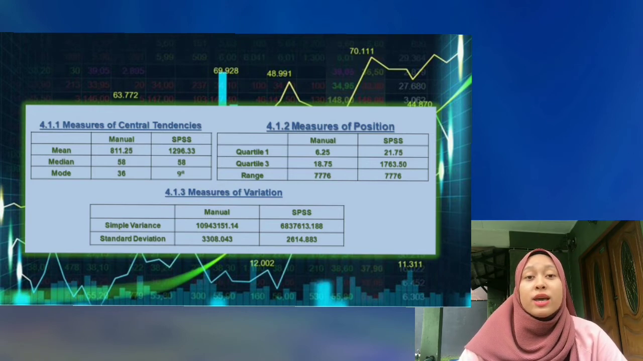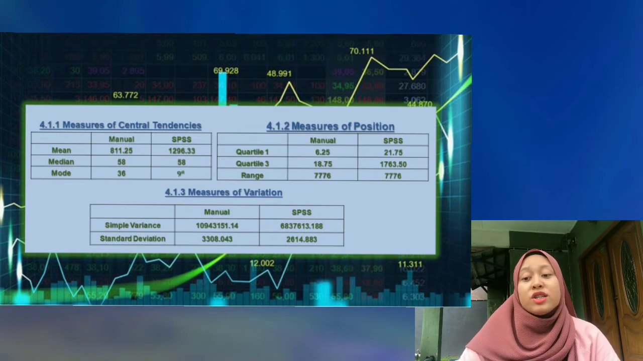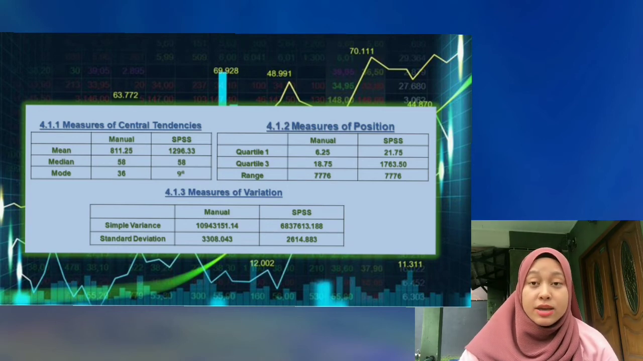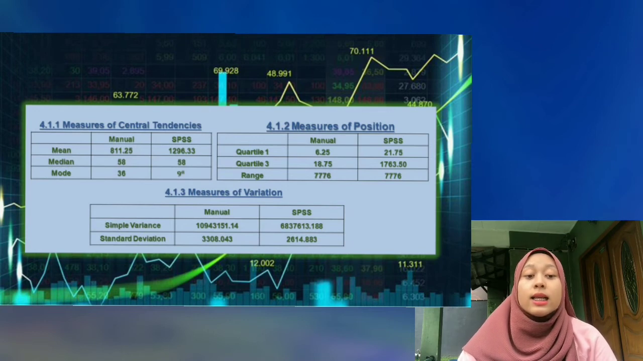In measures of position, we have quartile 1, quartile 3 and range. For quartile 1 and quartile 3, manual and SPSS show different results, while the range shows the same result in manual and SPSS. Third is measures of variation. In measures of variation, we have sample variance and standard deviation. Sample variance and standard deviation in the manual result are bigger than the SPSS result, because SPSS cannot read the data accurately.